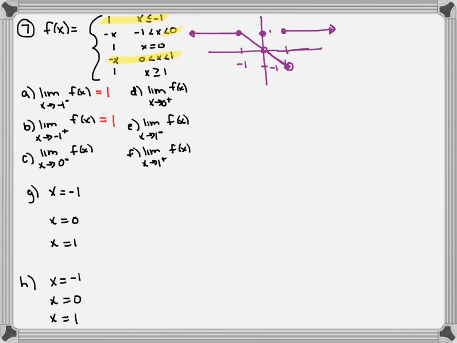So now the limit as x goes to 0 from the left. So here's 0. As I come from the left, it's going to equal 0. And if I come from the right, it's also equal to 0. So now at 1, as I come from the left, the limit is negative 1, but as I come from the right, the limit is 1.